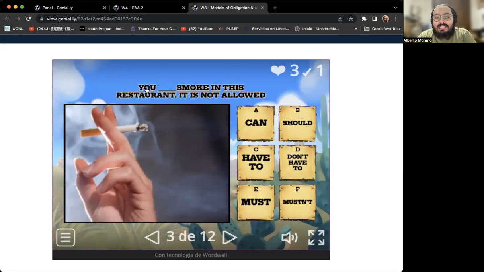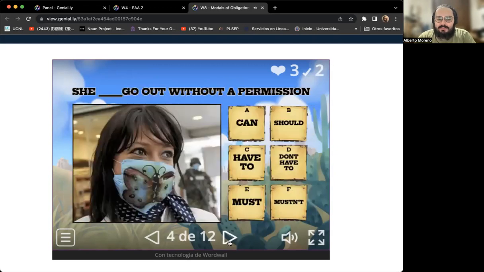You're welcome. It says, you smoke in this restaurant. It is not allowed. Ahora sí. You. Si no está permitido. Mustn't.